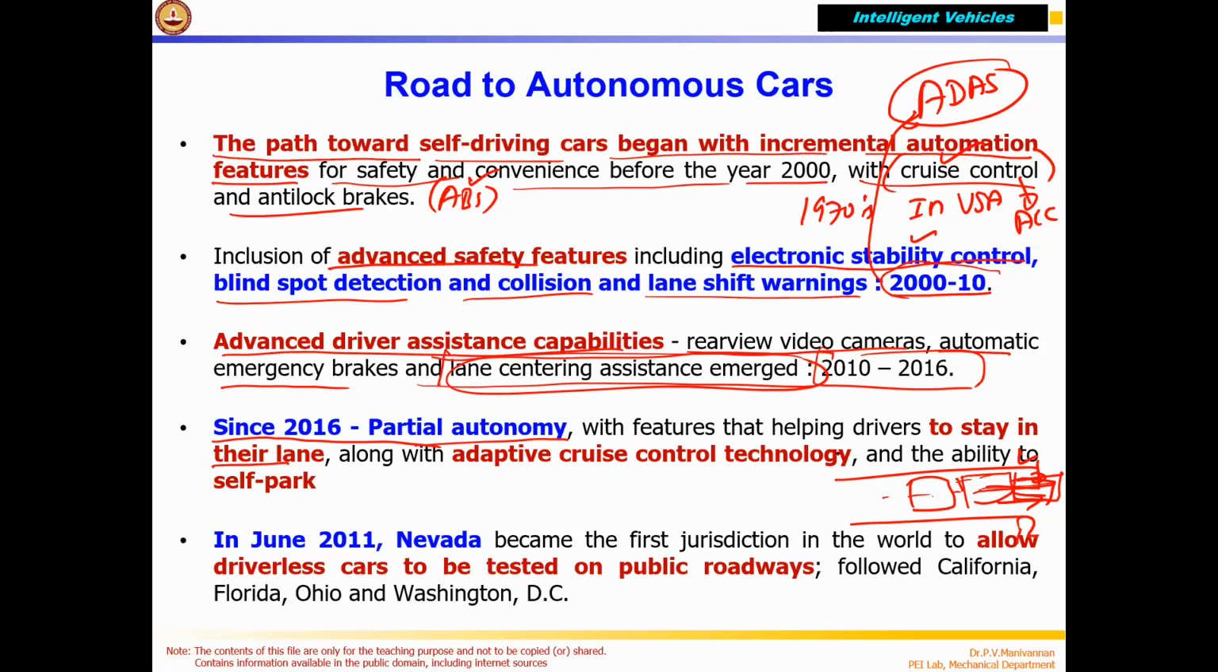Correct? And adaptive cruise control, maintaining speed depending upon the vehicle in front of you. Cruise control means it maintains constant speed. Correct? If you set your cruise control speed to 60 kilometers, if the vehicle in front of you is at 60 kilometers, no problem. You can maintain distance.